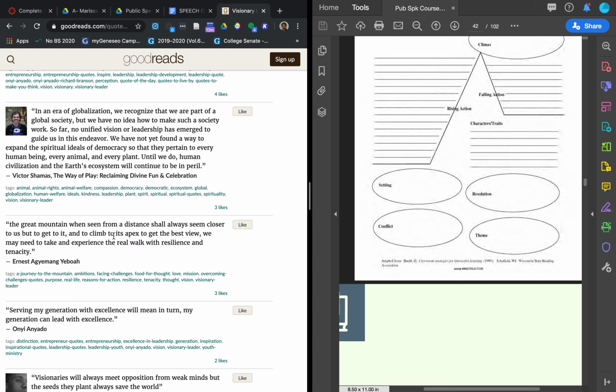The great mountain, when seen from a distance, shall always seem closer. But to get to it and to climb to its apex, we may need to take and experience the real walk with resilience and tenacity. So this actually is pretty good. It kind of fits my theme. By Ernest Agyemang Yeboah.